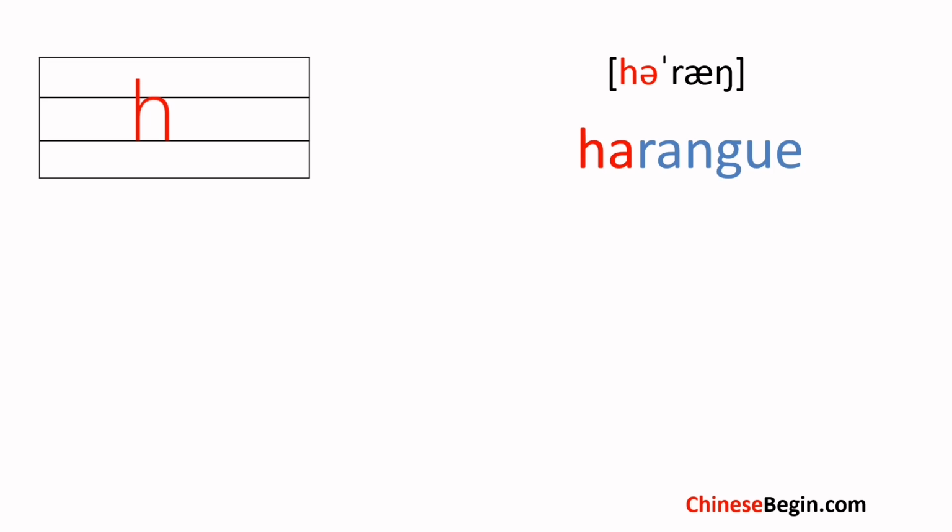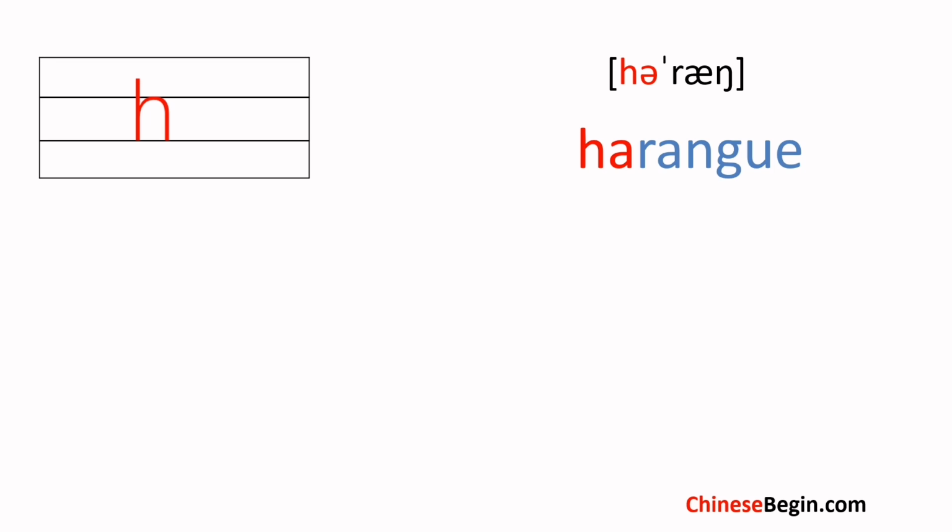Next one, h, is a voiceless velar fricative. The back of the tongue is raised towards the soft palate when pronounced. The air stream is expelled from the lungs, causing some friction in the vocal tract. With no vibrations of the vocal cords, it sounds like h of "herring". Herring. H. Please read after me.